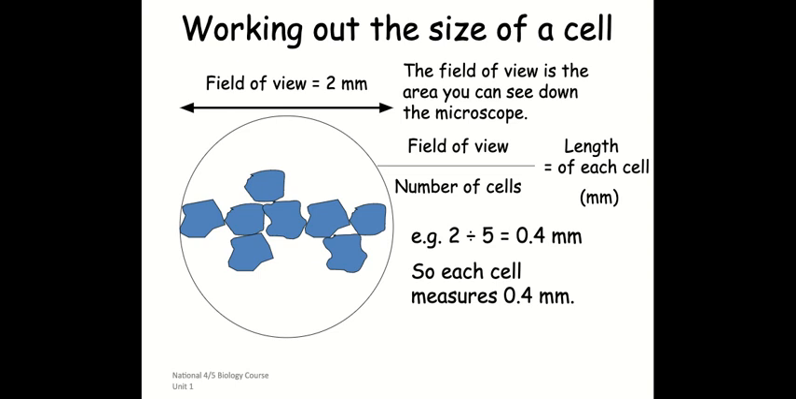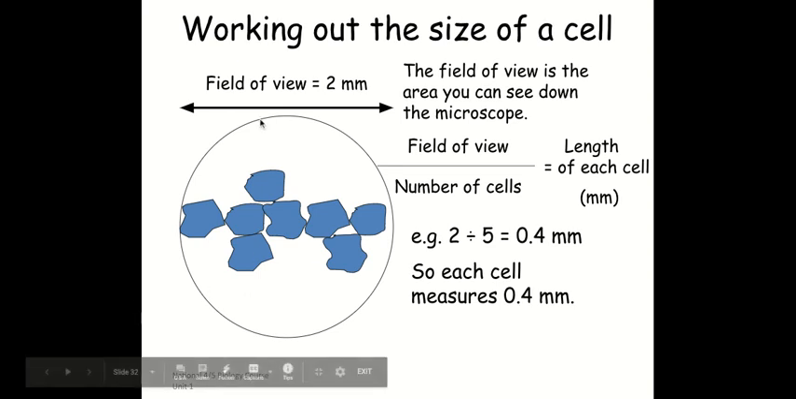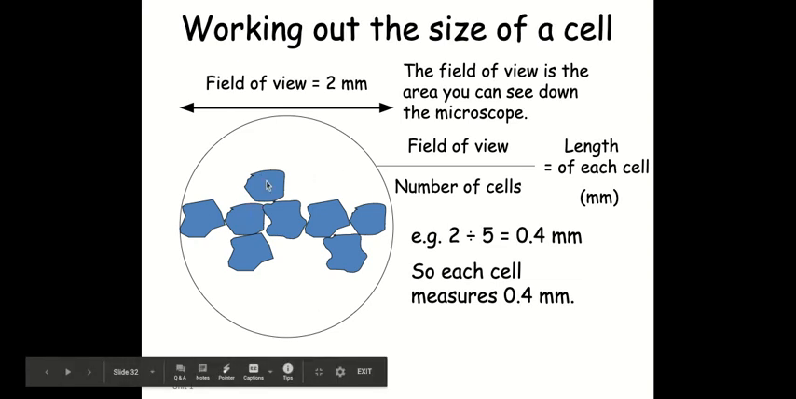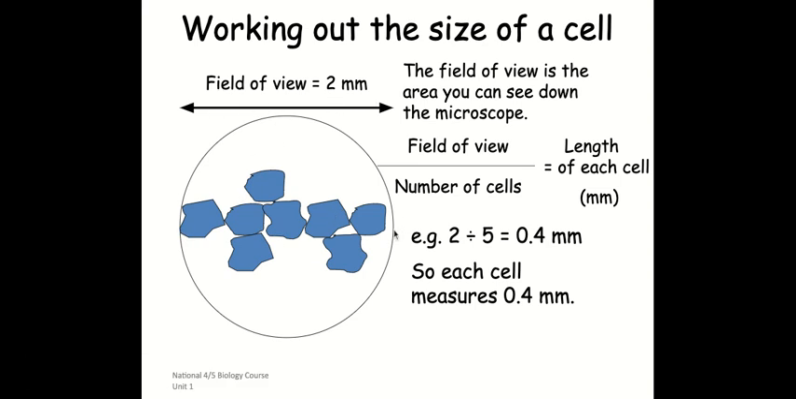Now in any questions like this, they will tell you the field of view of the microscope and they will show you the number of cells. Just to explain this in a bit more detail, this is pretending that you are looking down the microscope at a bunch of cells. These don't look very detailed, but these are meant to be different types of cells. As we look down the microscope, you can see there's 1, 2, 3, 4, 5, 6, 7, 8 cells down here.